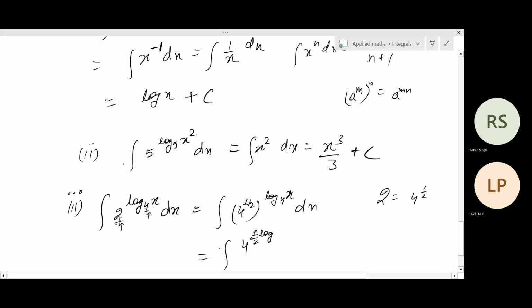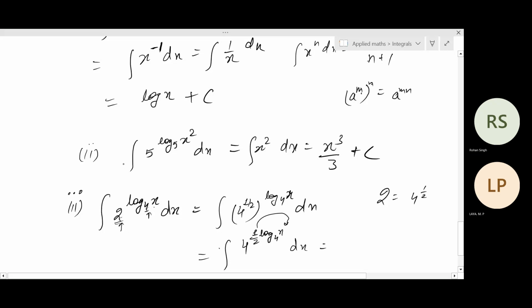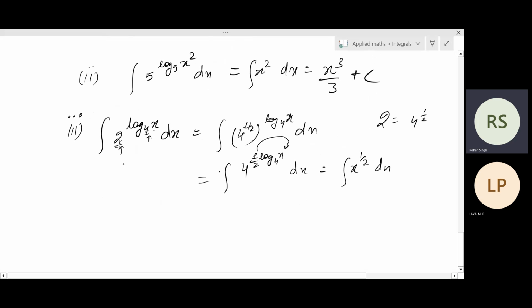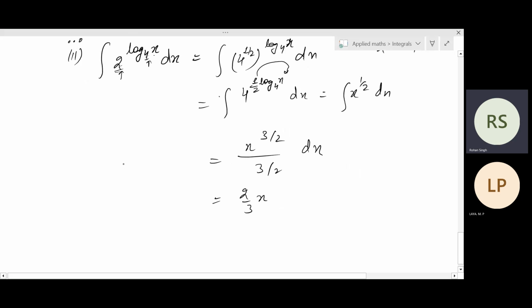2 log 4x dx. And then we can shift it, so this will go to x raised to the power 1 by 2. So this is the square root. 1 by 2, we can add 1 to get 3 by 2, and then in the denominator also we'll get this 3 by 2. Then this 3 by 2 is same as 2 by 3 times x to the 3 by 2, because this 2 will come up and this 3 will remain in division.